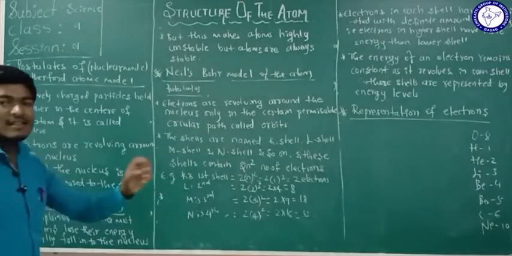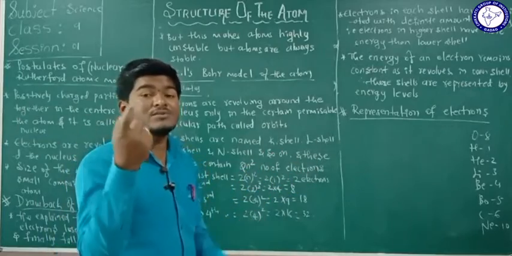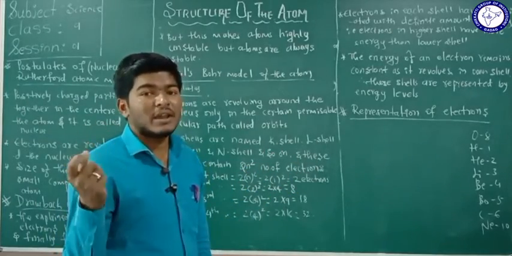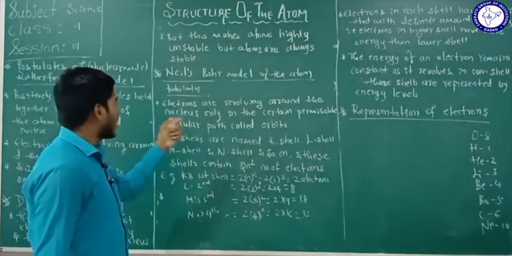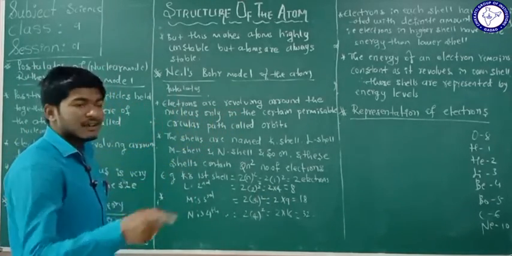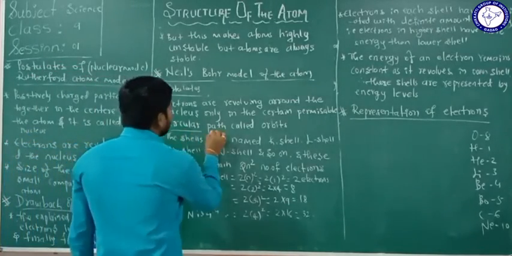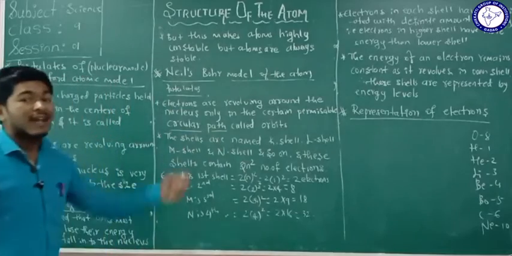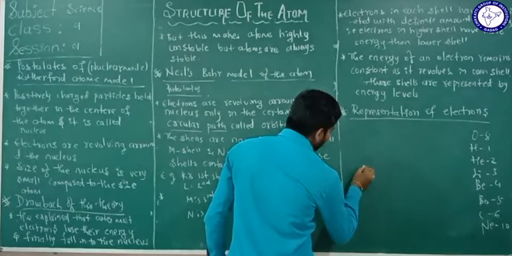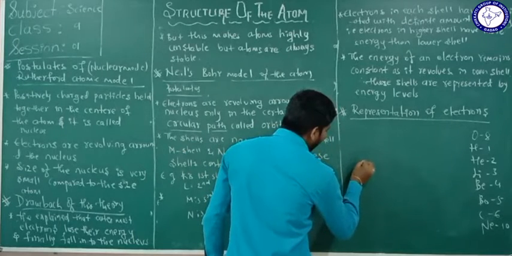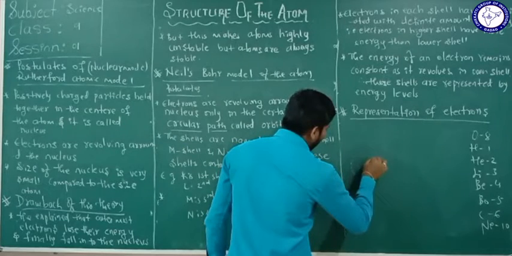He only says the electrons are revolving around the nucleus, but he doesn't say in what way, in which path. He doesn't say anything about it. But Niels Bohr says that electrons are revolving around the nucleus only in certain permissible circular paths, and they are called orbits.